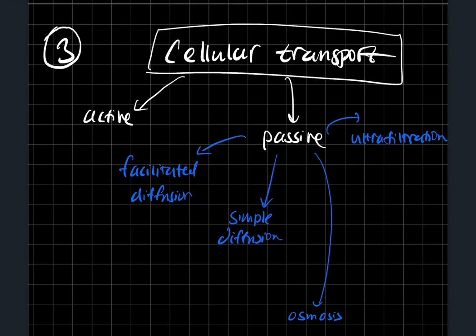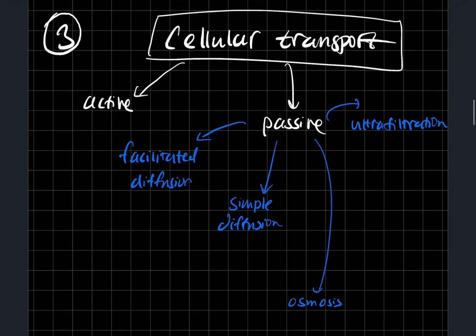So for facilitated diffusion, you have to know the purpose. Why do we need facilitated diffusion? It's because the lipid bilayer cannot transport large and polar molecules. So that's why we have proteins that aid in the transport of large and polar molecules.